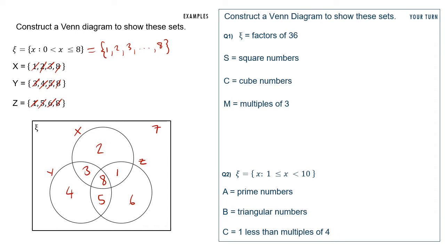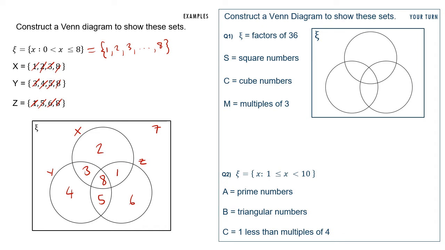2 practice questions for you here. Pause the video, have a try, and then come back for the answers. So our universal set here is the factors of 36. So let's list those first.